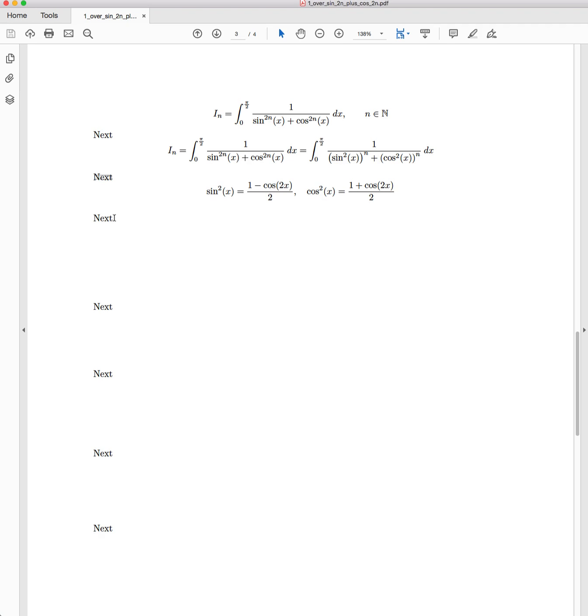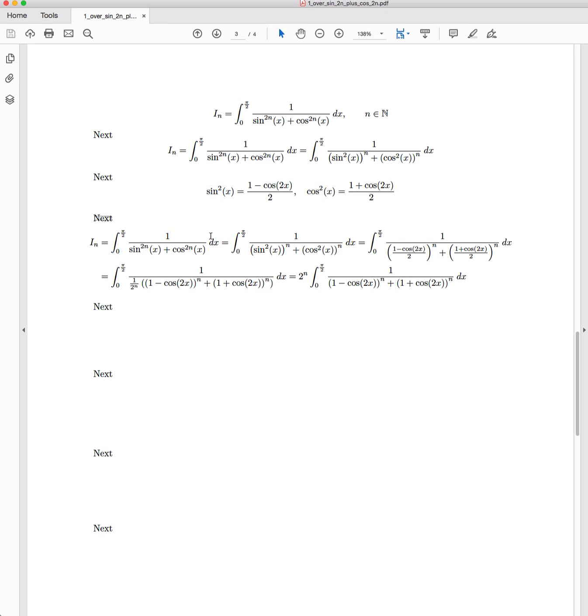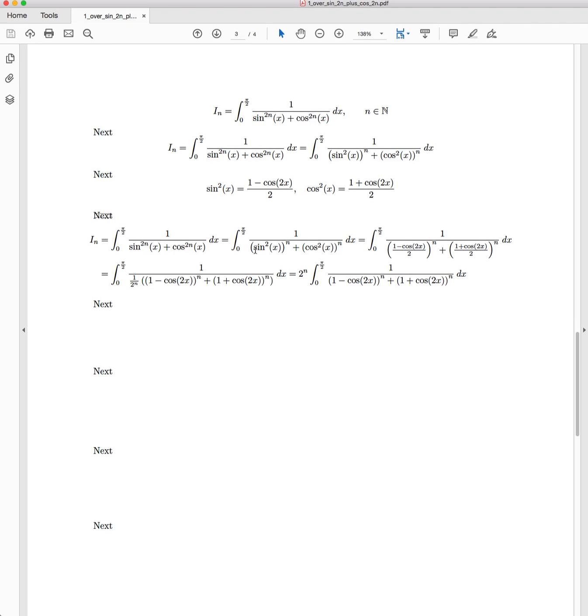So we're just going to substitute that in the next step. What I've done is replace the sine squared component with 1 minus cos of 2x over 2, and the cos squared component with 1 plus cos 2x over 2, which is what we have here. Sorry about that, that's my phone.